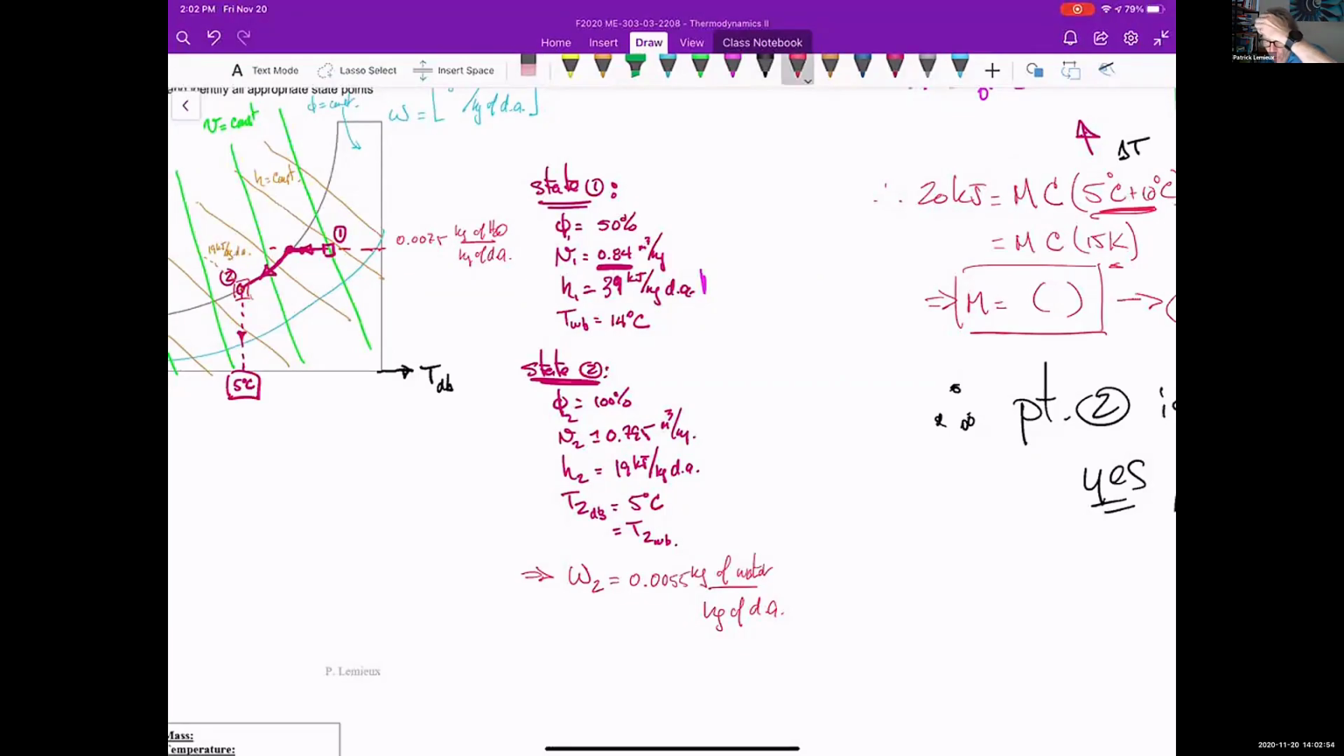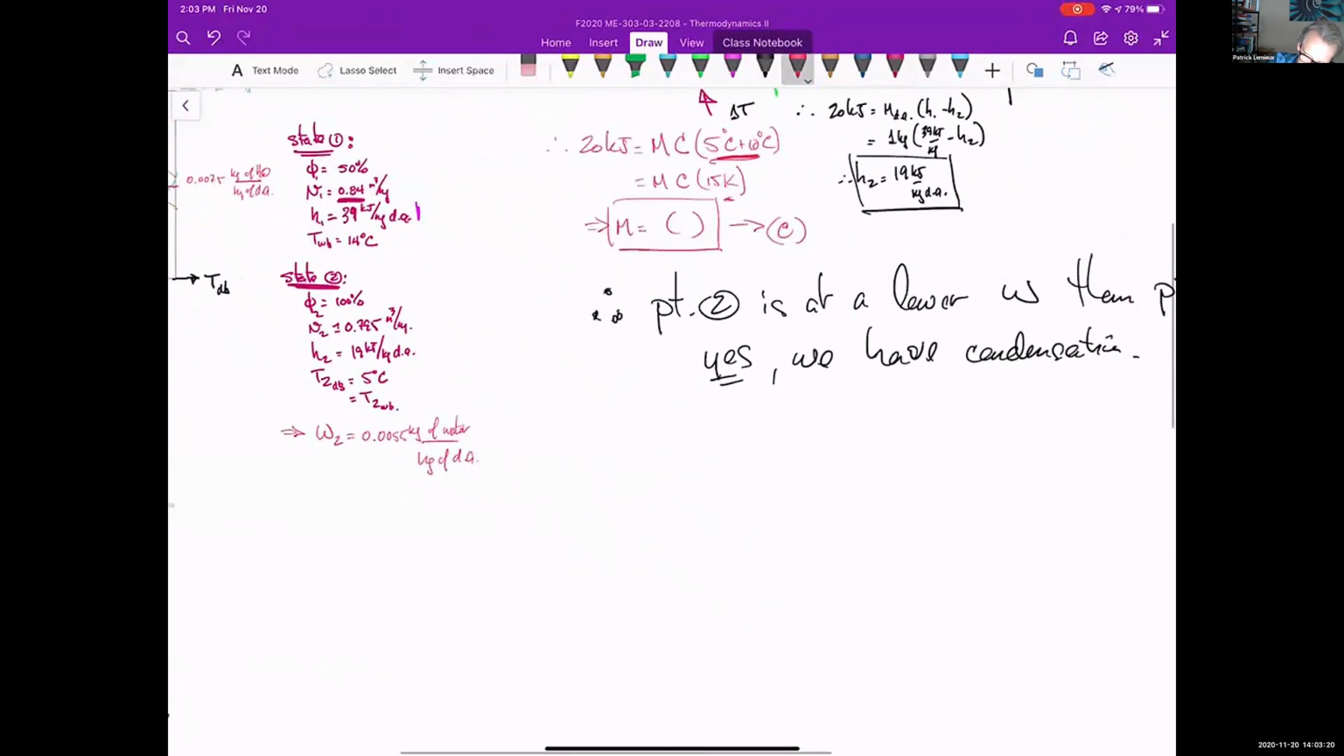Right, so we went from 0.0075 to 0.0055 kilogram of water per kg of dry air. Of course, the dry air hasn't changed. So that means that we lost 2 grams of water out of the air. That's how much condensate we have.